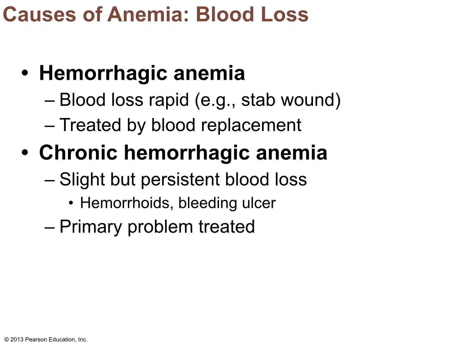Causes of anemia, we have hemorrhagic anemia. That's blood loss. So, for example, would be a stab wound or any injury, whether it be internal or external bleeding. It's going to cause blood loss. Treated with blood replacement, that's pretty straightforward. Chronic hemorrhagic anemia, this is a small amount of blood loss, but it's persistent. So it's more of a chronic situation where it's small amounts over a long period of time. Things like hemorrhoids, bleeding ulcers, these are things that can eventually cause enough blood loss to lead to anemia.